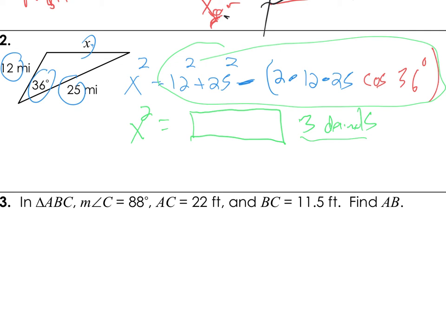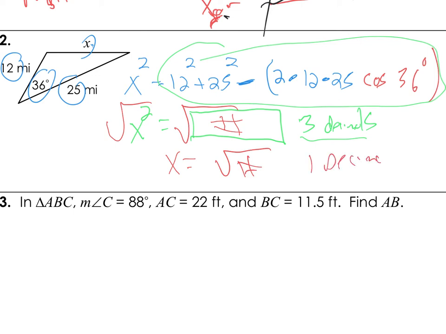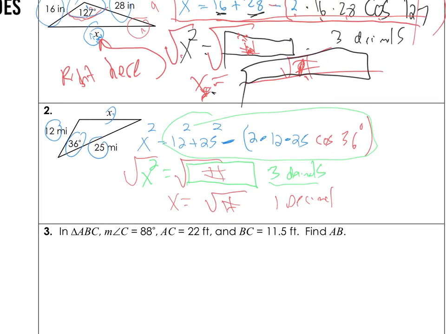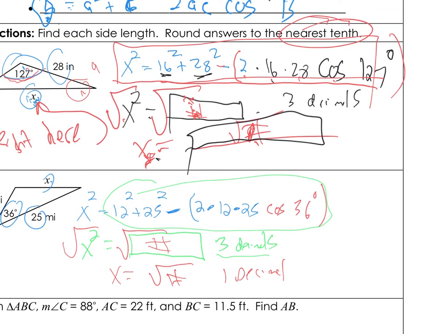If that wasn't enough time, you could always pause. You have a number. We now take the square root of both sides. So x will be whatever the square root of that number is, with 1 decimal. And why am I using 1 decimal? Not because it's holy or anything. The author said nearest tenth. That's 1 decimal.